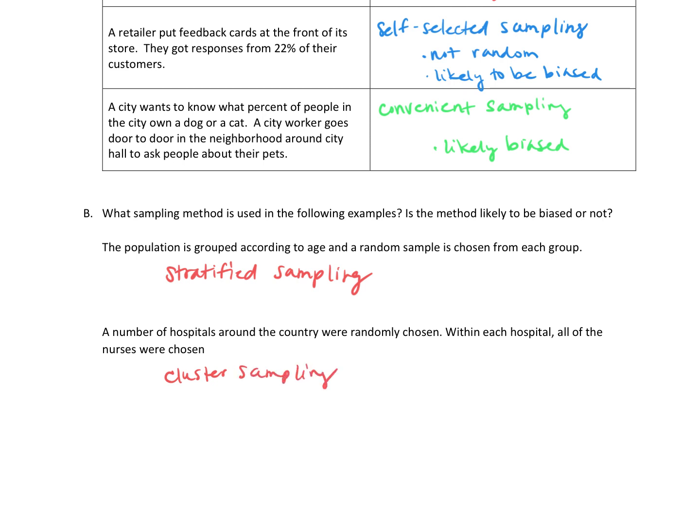Oh, and then are they likely to be biased or not? So we're going to say not biased for both of these. These are good sampling methods. They do reduce the bias in the study.